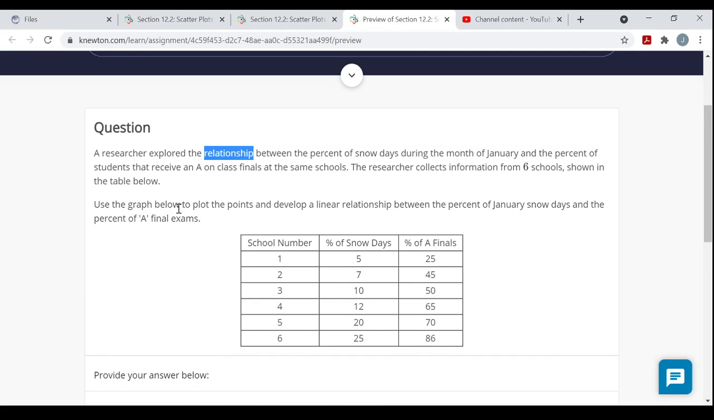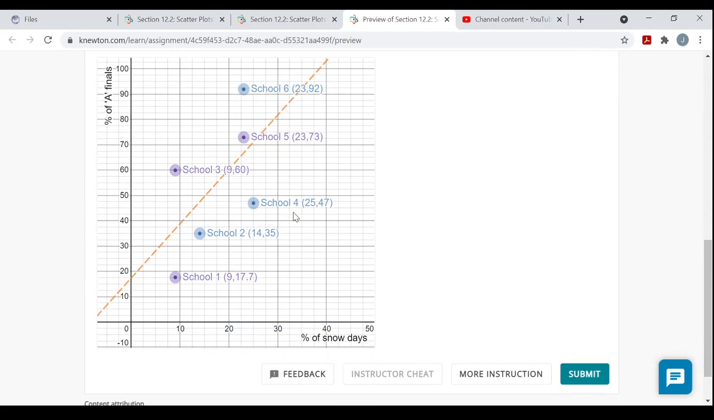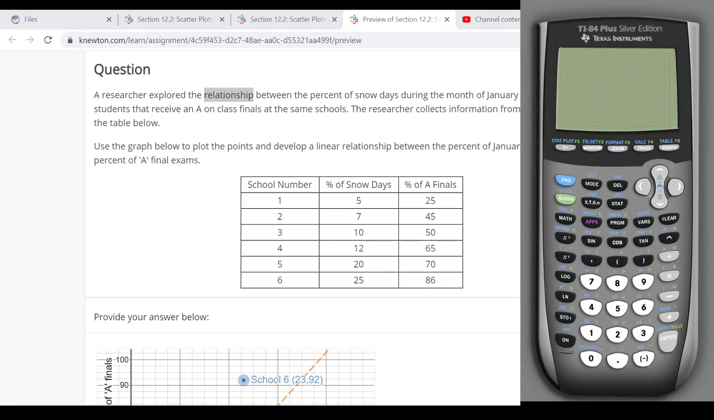So use the graph below to plot the points and develop a linear relationship between the percent of January snow days and the percent of A final exams. You're going to have to do this here. But first, like I said, I want to show you how to do this on your calculator. It's going to involve entering lists. So I'll pull the calculator up.